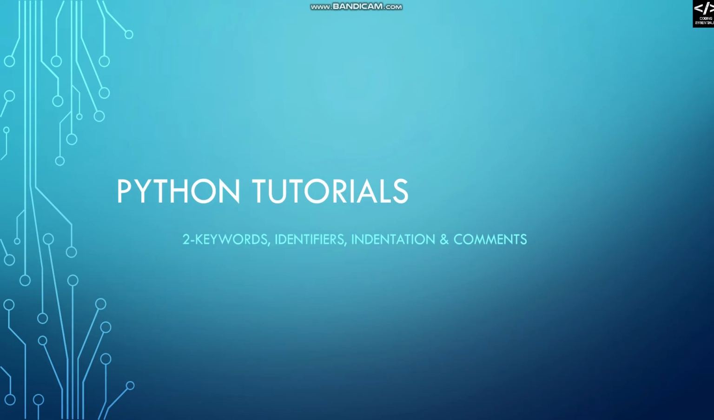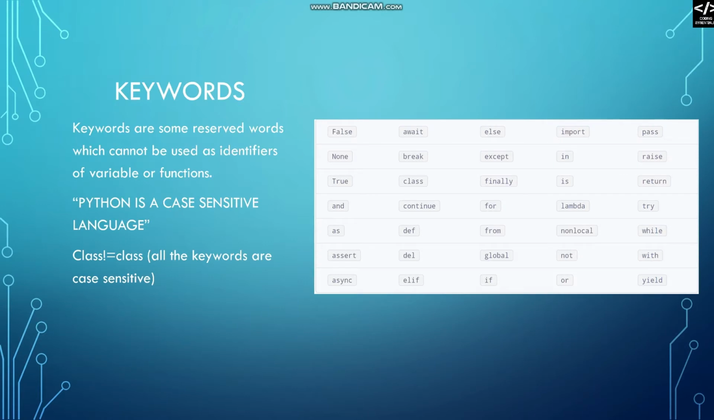Today's topic is keywords, identifiers, indentation and comments. So let's start with keywords. Keywords are some reserved words which cannot be used as identifiers of variables or functions. Some of the most common keywords which are used in Python are shown on the right of your screen.